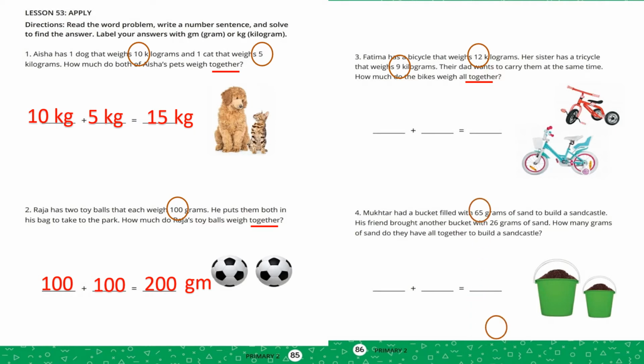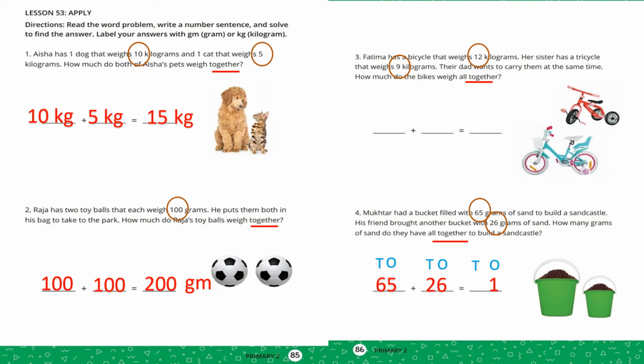First, make a circle around the numbers, underline the keyword. The keyword here, all together, it means plus. Then we write 65 plus 26. To solve this, we must put the place above each digit, ones and tens, ones and tens. And we start from ones. Ones with ones. 5 plus 6 equals 11. So we put 1 and carry up 1.